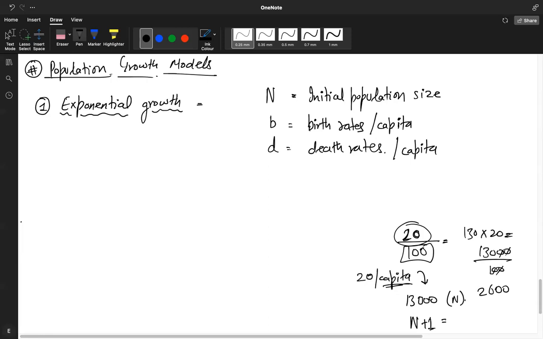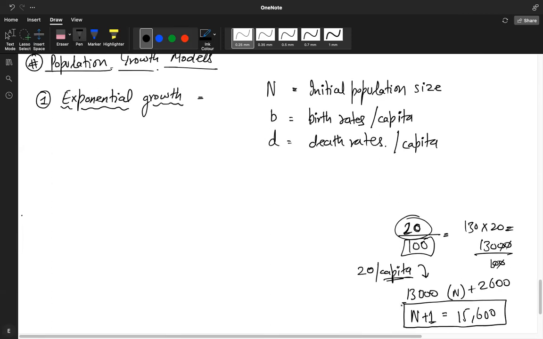2,600, correct? So I will add 2,600 to this. So it will become 15,600 in the next, if 20 per capita is the birth rate. Make sense, people? It's simple mathematics. Let me know if... Yes, I'm going fast. So that is what the birth rate per capita means.